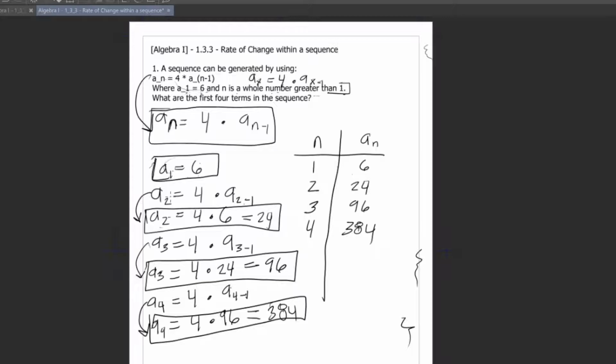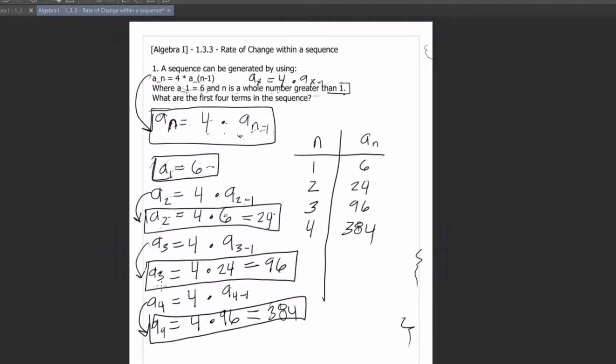A sub 2, referencing this equation here, equals 4 times a sub 2 minus 1, because solving for a sub 2 makes n equal to 2. Right? And if you just plug in n, you have a sub 2 equals 4 times a sub 2 minus 1, which is the same as a sub 1 there. A sub 1 equals 6 because that was given to us. So we plug that directly into the equation, multiply it out, we get 24.